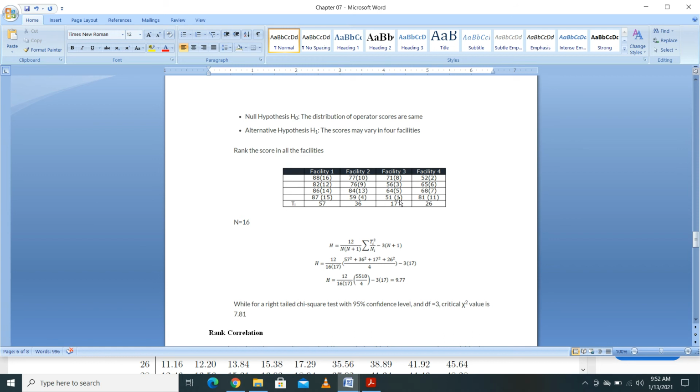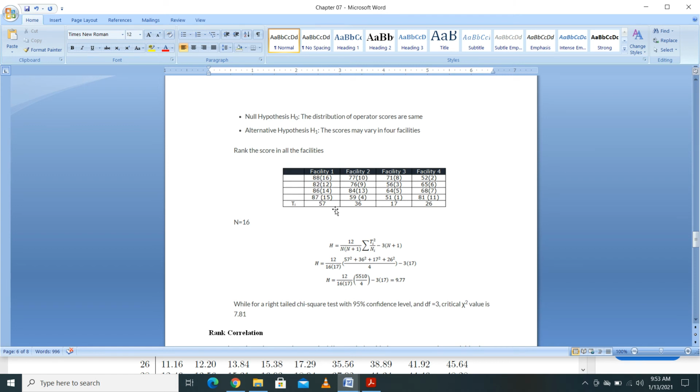Since we have the same number of observations in each sample, you divide by 4. You take the squared values, 36 squared, 17 squared, 26 squared, minus 3 times N plus 1, that is 51. When you substitute all the values, you get the test statistic as 9.77. So to find the degrees of freedom, how many rows do you have here?